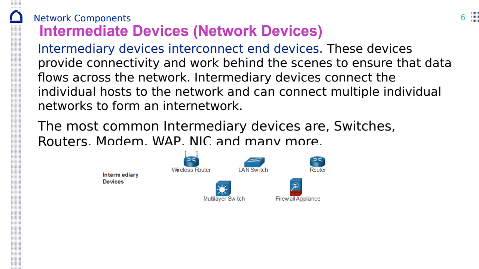The intermediate devices, or network devices, provide connectivity and work behind the scenes to ensure that data flows across the network. They are the ones who control or facilitate our network. Intermediary devices connect the individual hosts to the network and can connect multiple individual networks to form an internetwork. We will show you an example. The most common intermediary devices are switches, routers, modems, WAP. WAP stands for what? Wireless access point. See that device there?